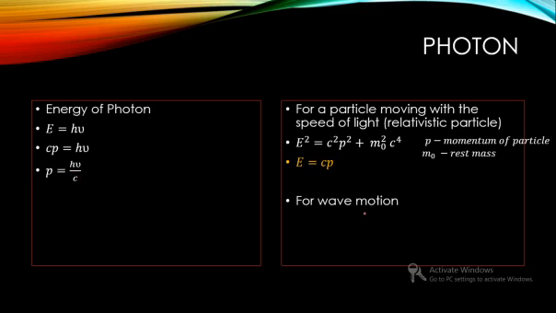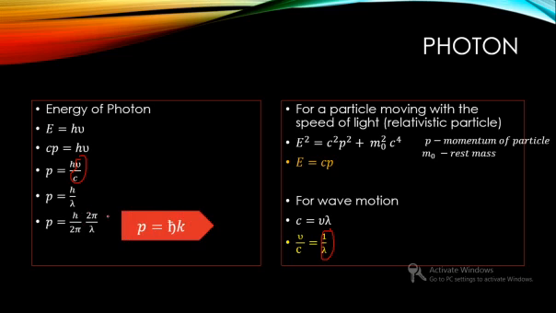And if you consider a wave motion, the velocity of a wave is given by frequency times the wavelength of the wave, c = νλ. Rearranging, what you require is ν/c. So λ is taken to this side, and ν/c becomes 1/λ. So instead of ν/c, we can substitute 1/λ. So the equation now becomes: the momentum of the particle is equal to h, Planck's constant, divided by λ, the wavelength of the light. And if you take a 2π in the denominator and a 2π in the numerator, then you can express the momentum of the particle as p = ħk, where p is the momentum of the particle and k is the wave vector.